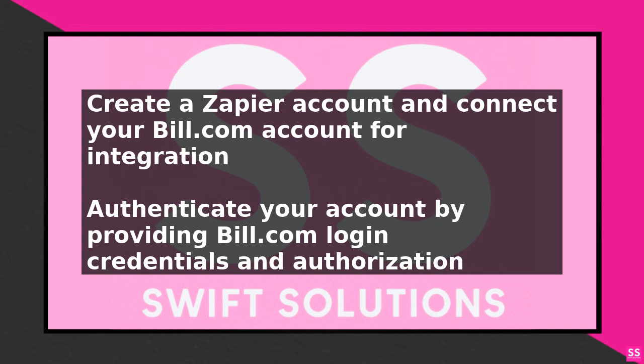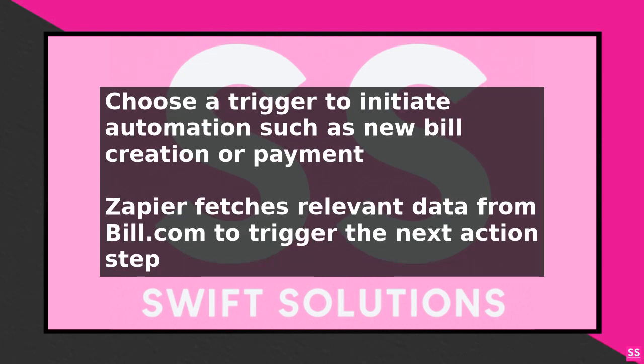After setting up the trigger, connect the action app. This could be an accounting software like QuickBooks or Xero, or a project management tool like Trello or Asana. Configure the action by mapping the data from Bill.com to the corresponding fields in the action app.